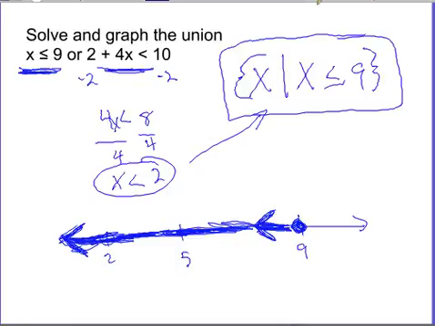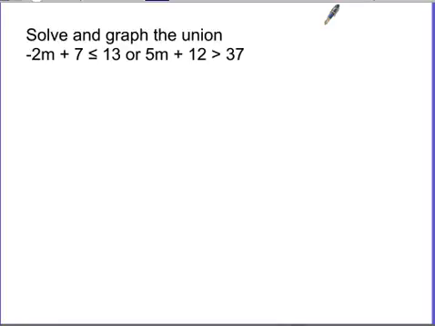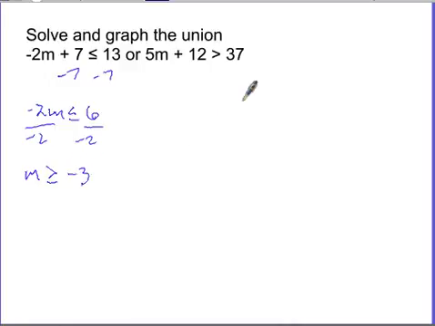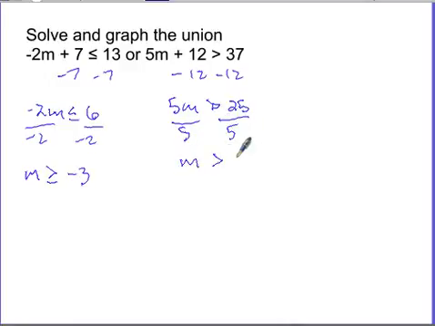All right, so next, got to work a couple more examples here. Solve and graph the union of this one. Notice we've got a negative that we're going to have to deal with here, so what do we have to do when we have negatives? Flip the sign, so don't lose track of that. Subtract 7, so negative 2m is less than or equal to 6. Divide by negative 2, so m is greater than or equal to negative 3. Subtract 12. 5m is greater than 25. Divide by 5. So m is greater than 5.